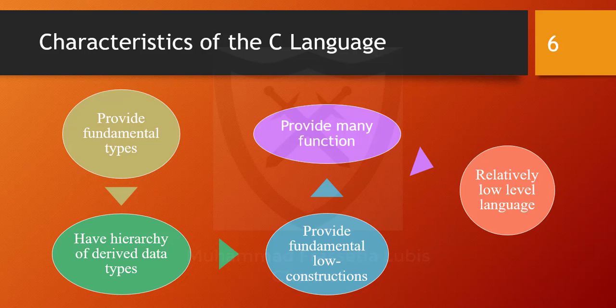BCPL and B are typeless languages. By contrast, C provides a variety of data types. The fundamental types are characters and integers and floating point numbers of several sizes. In addition, there is a hierarchy of derived data types created with pointers, arrays, structures, and unions. Expressions are formed from operators and operands. Any expression, including an assignment or a function call, can be a statement.